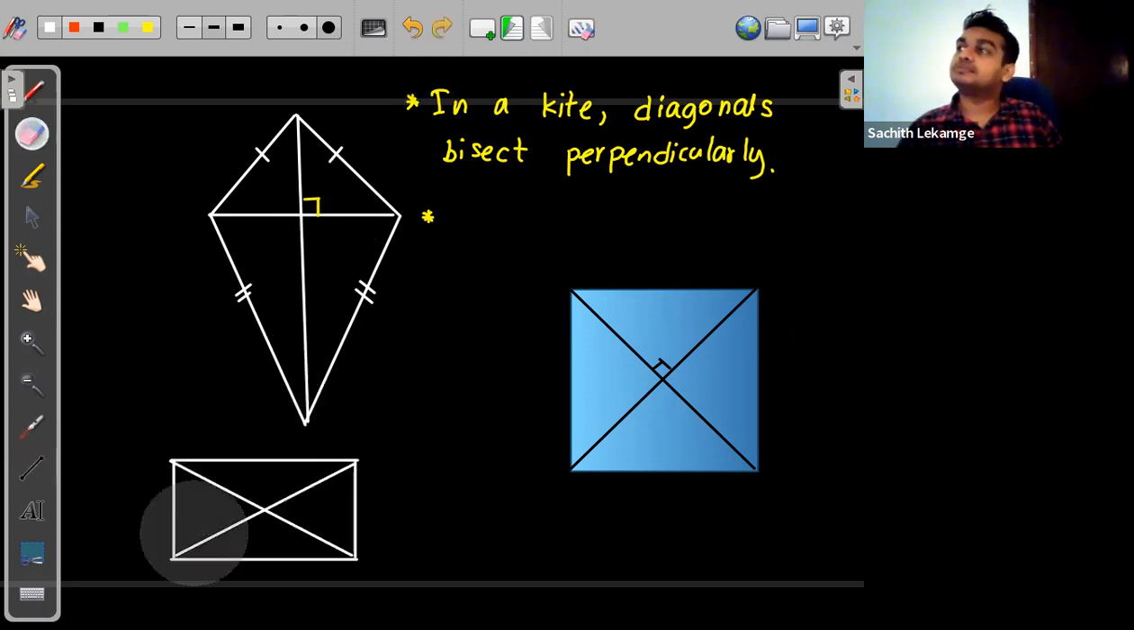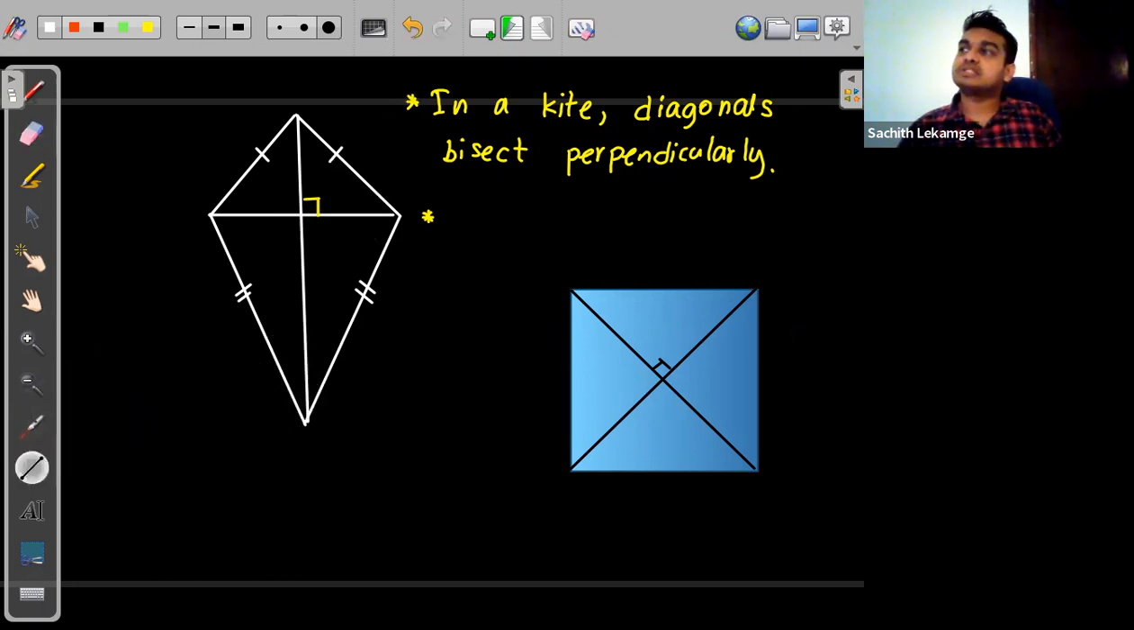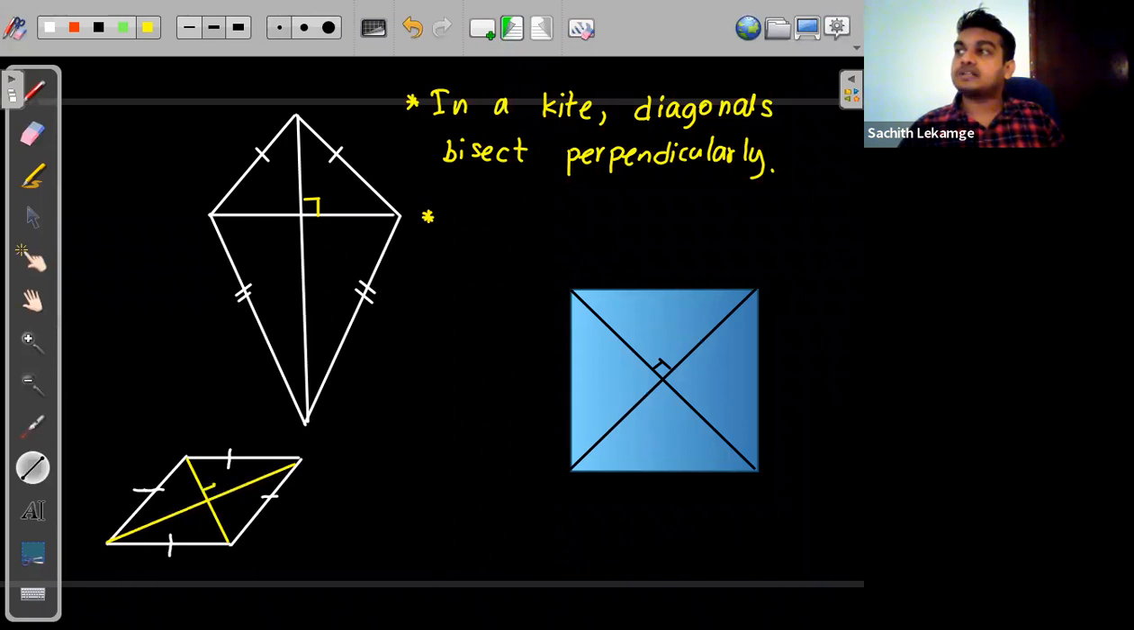Yes, if you see a rhombus, what is a rhombus? A rhombus is a parallelogram which has all four sides equal. This is a rhombus, right? All four sides equal. There are questions on this, that's why I'm doing this part with you, right? You need to know the properties of all types of quadrilaterals. See, diagonals bisect perpendicularly. So what is this shape?